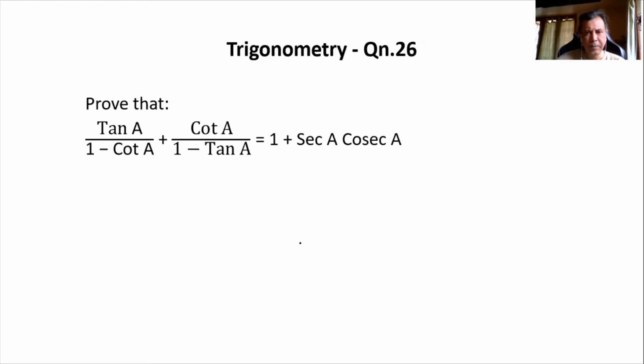So the first question, that is question number 26. You have to prove that tan A divided by 1 minus cot A plus cot A divided by 1 minus tan A equals 1 plus secant A multiplied by cosecant A. So let's take the left hand side and convert tan as well as cot in terms of sine and cos.